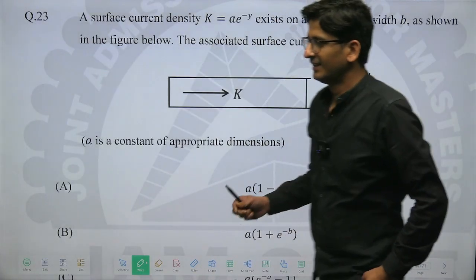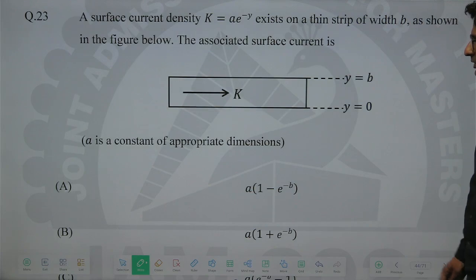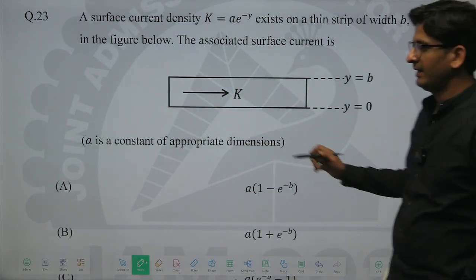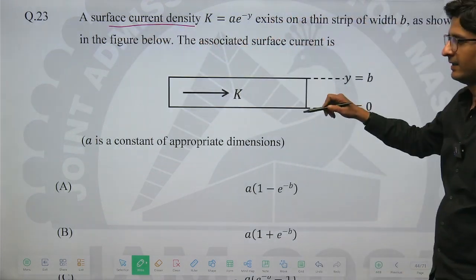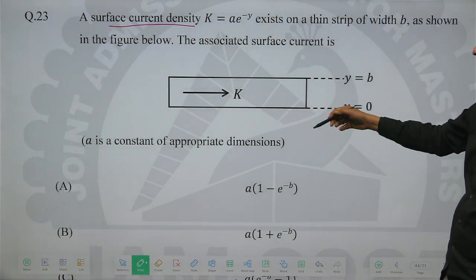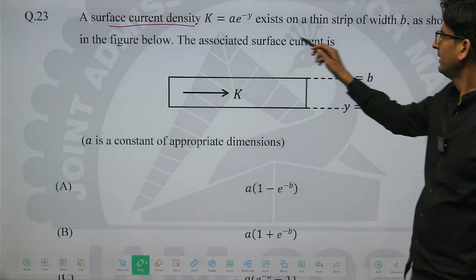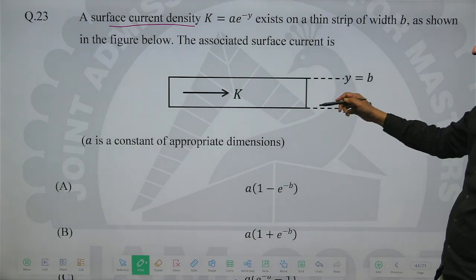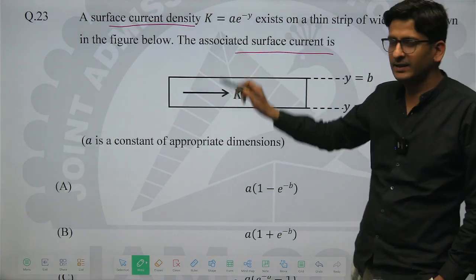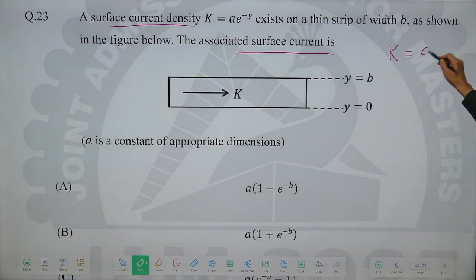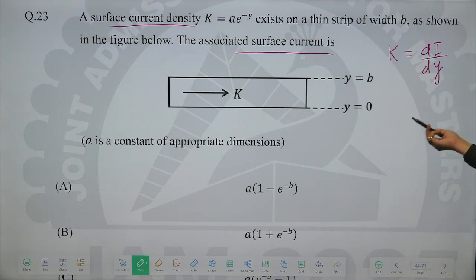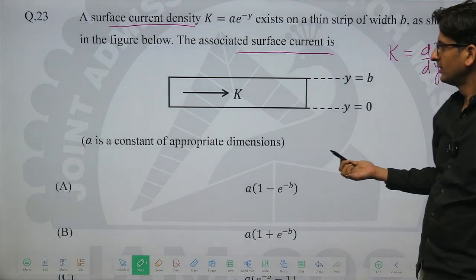Hello students, this is a question from JAM 2025, and it is based on surface current density K. K is given, and it is one dimensional and exists in a thin strip, and we have to calculate the surface current. So we know that K will become dI by dl perpendicular.